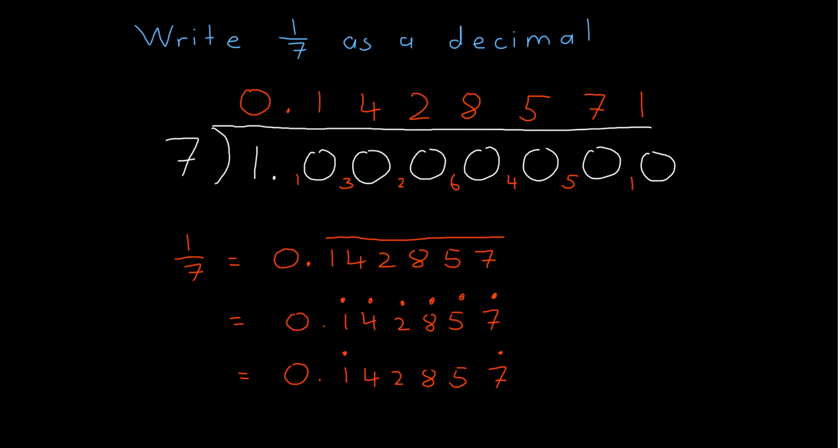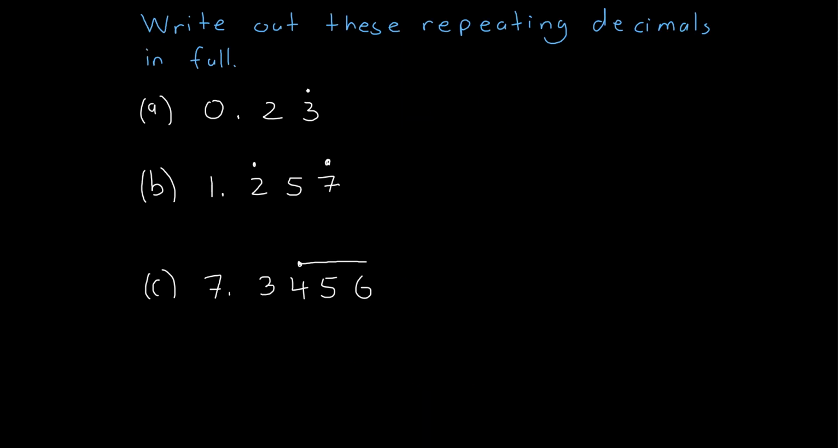Alright, so let's just see if we've got the hang of it. We've got these, and I want you to write these repeating decimals out. So I want you to write it out as 0.2, and I just want you to write a bunch of the repeating decimals, maybe 5 or 6 of them. Okay, so I'm hoping that you've paused the video. If not, pause it now and do these questions. Alright, good. I hope you've done.